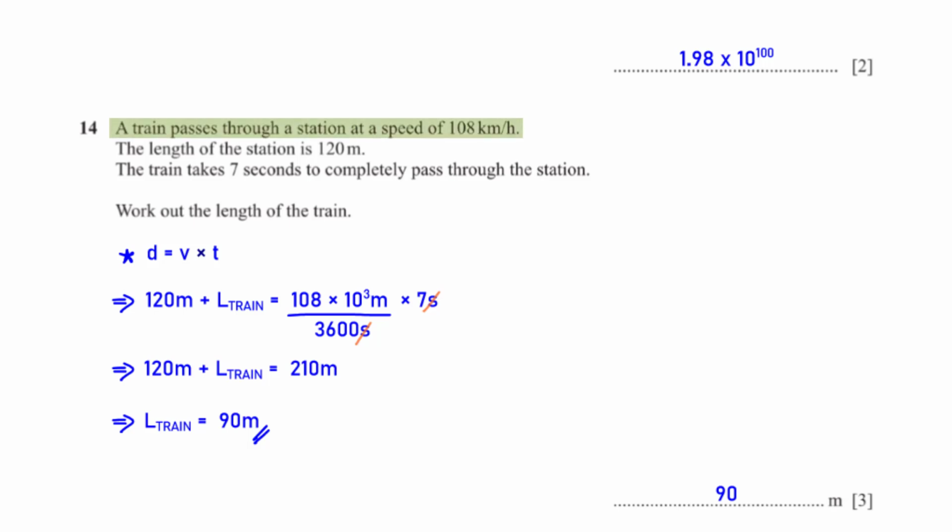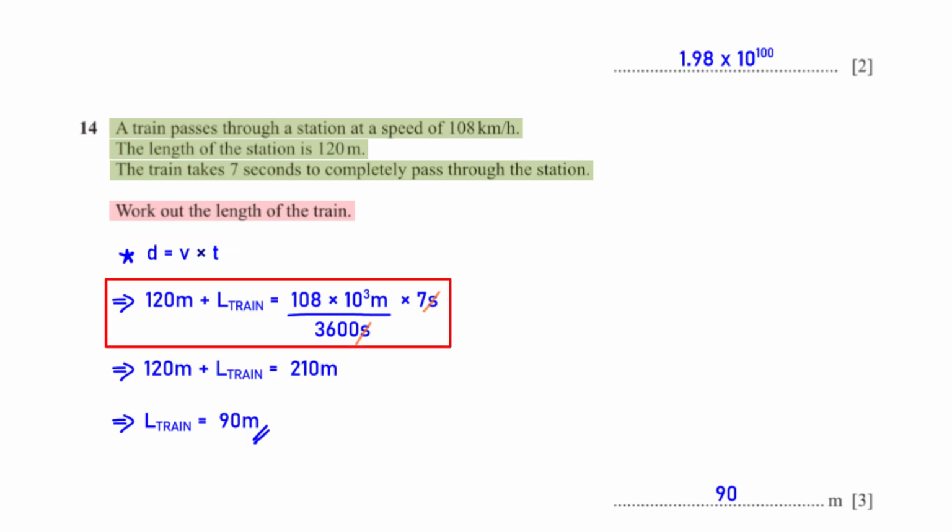A train passes through a station at a speed of 108 kilometers per hour. The length of the station is 120 meters. The train takes 7 seconds to completely pass through the station. Work out the length of the train. The distance covered by the train is equal to its speed times time. To completely pass through the station, the distance covered by the train is 120 meters plus the length of the train. The speed of the train is 108 kilometers per hour.